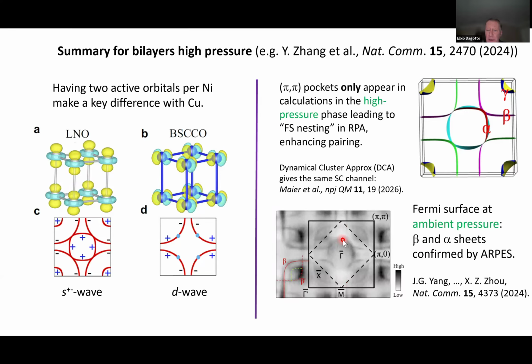If you look at this publication, they write very clearly that the beta and alpha sheets are fully confirmed by angle-resolved photoemission. So that's at ambient pressure. So far, there is a good consistency among the theories and among the experimentalists. So the community is getting together in this field. So it's quite interesting. I'm about to switch to thin films.